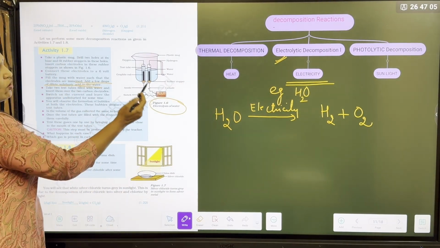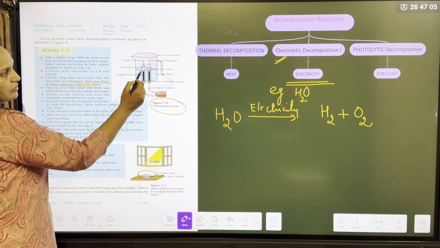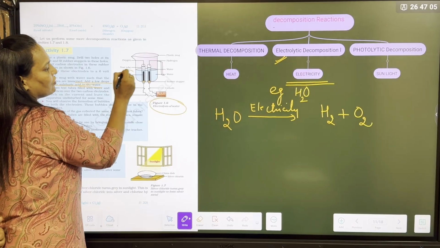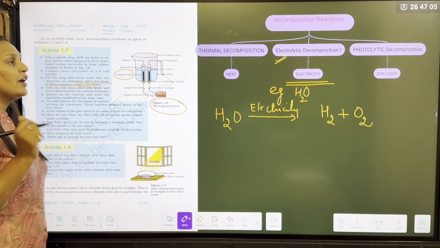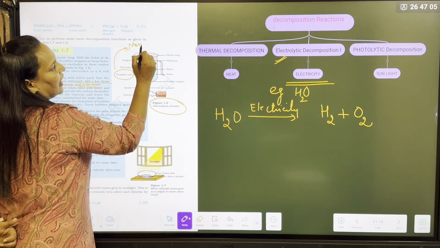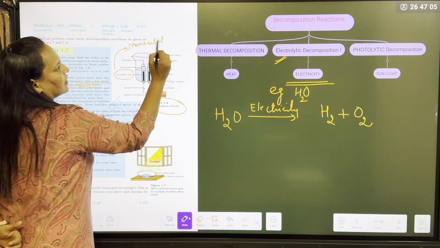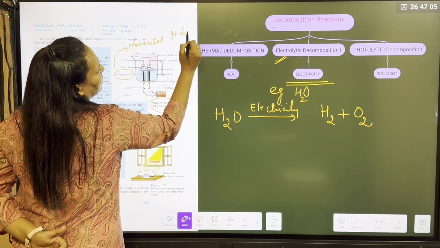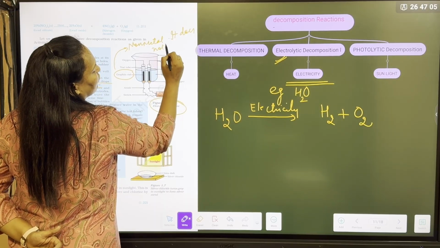Second, we have made electrodes, and these electrodes are made up of graphite. Why do we take graphite? Because graphite is a non-metal. It does not react with water.